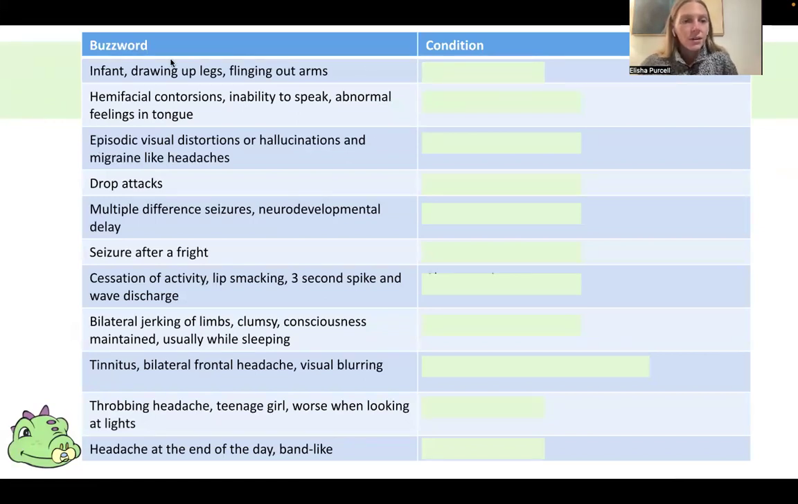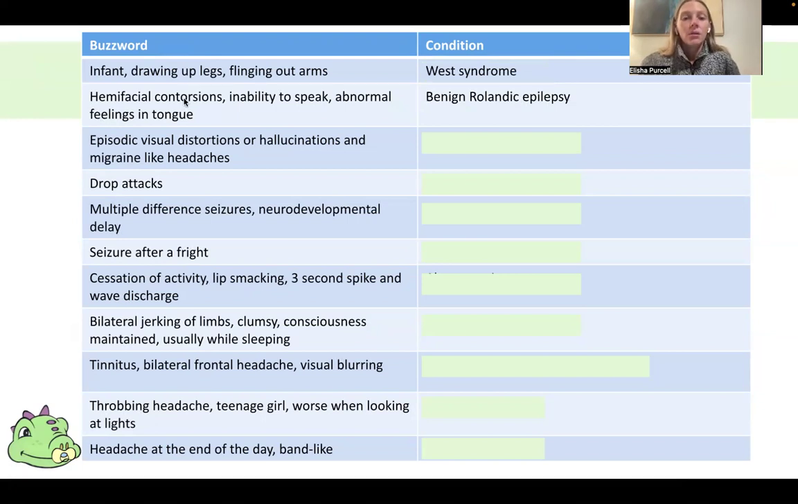So first of all, infant drawing up legs, flinging out arms. What do we think it is? It's West syndrome, or infantile spasms. Next one is hemifacial contortions, inability to speak, abnormal feeling in the tongue. What do you think this one is? This is benign Rolandic epilepsy.